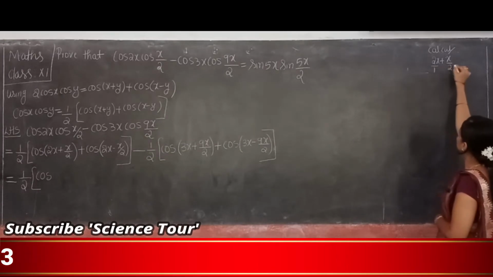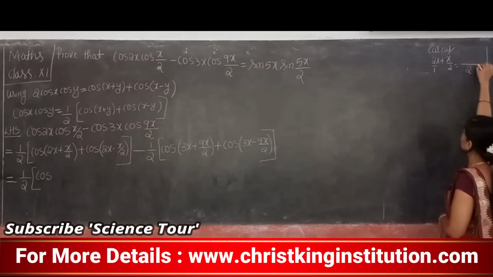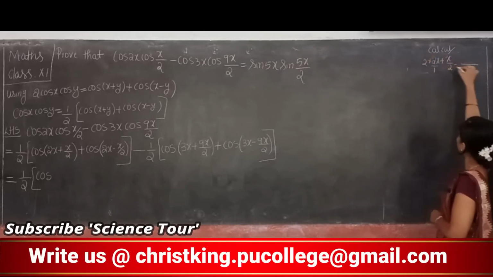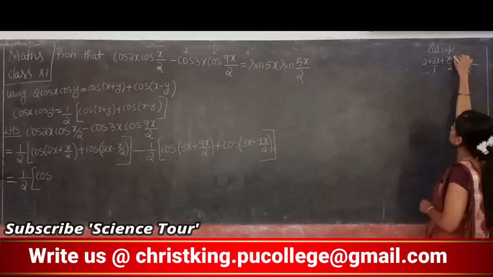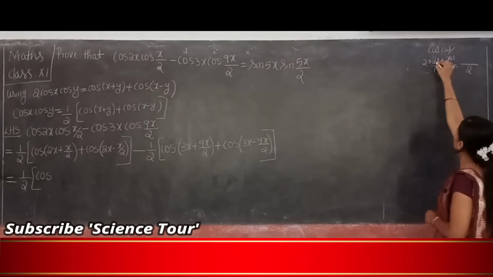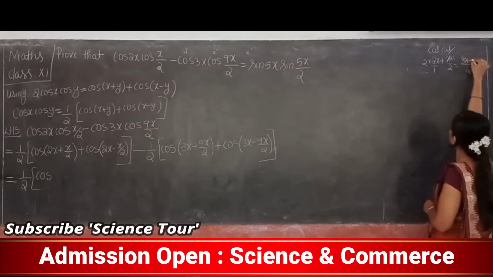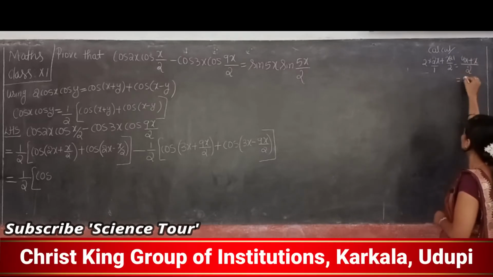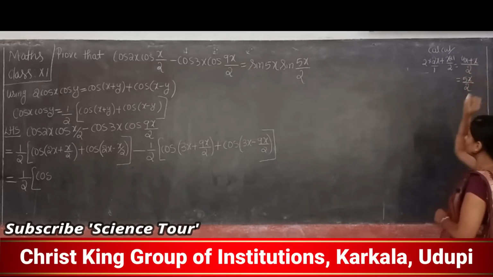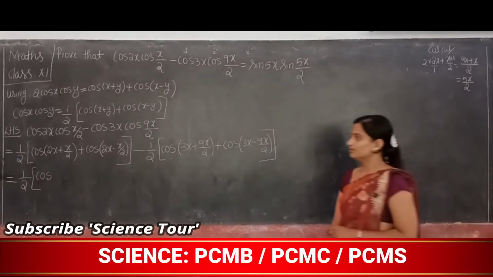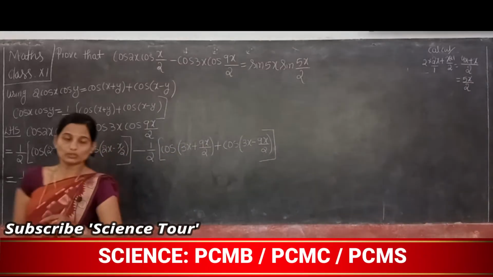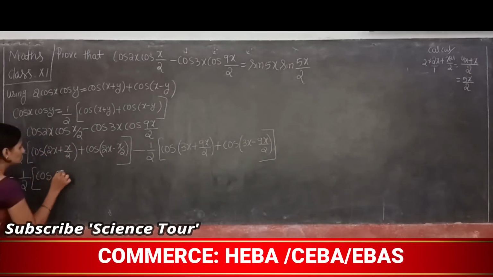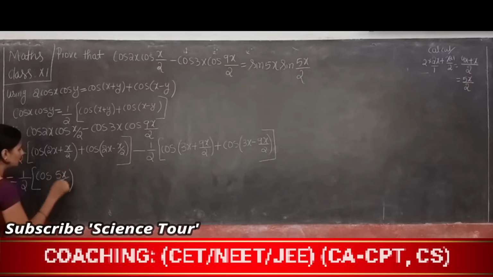So for 1 and 2, the LCM is 2. So 1 how much is 2? 1 2s are 2. 2 how much is 2? 2 1s are 2. Right? 2 into 2x is 4x plus 1 into x is x, which is equal to 5x divided by 2. So what is the value of 2x plus x by 2? It is 5x divided by 2.